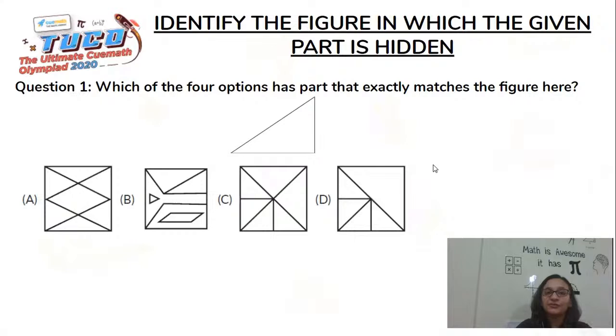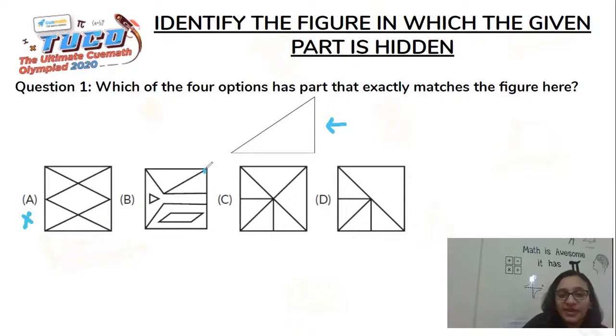It says, which of the four options has a part that exactly matches the given figure? So we have a triangle. We need to figure out from the four main pictures in which of the main pictures this triangle is exactly present. So the thing to understand here is that in the first one, we do not have any triangle of this shape, which is standing like this. It has got triangles, if you were to look at it, it has got this triangle, but it is not in the orientation exactly as the one which is given in the question. So option A can be easily ruled out.